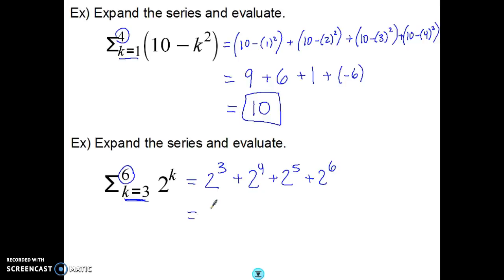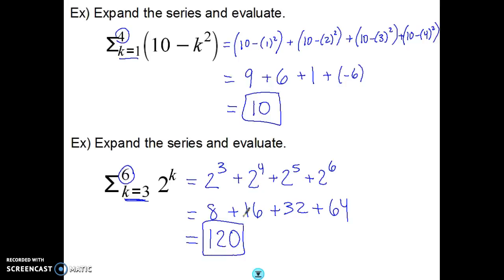We can evaluate this. 2 cubed is 8, 2 to the fourth is 16, 2 to the fifth is 32, 2 to the sixth is 64, and finally we can add all of those up, and I believe we get 120 for our final evaluation.